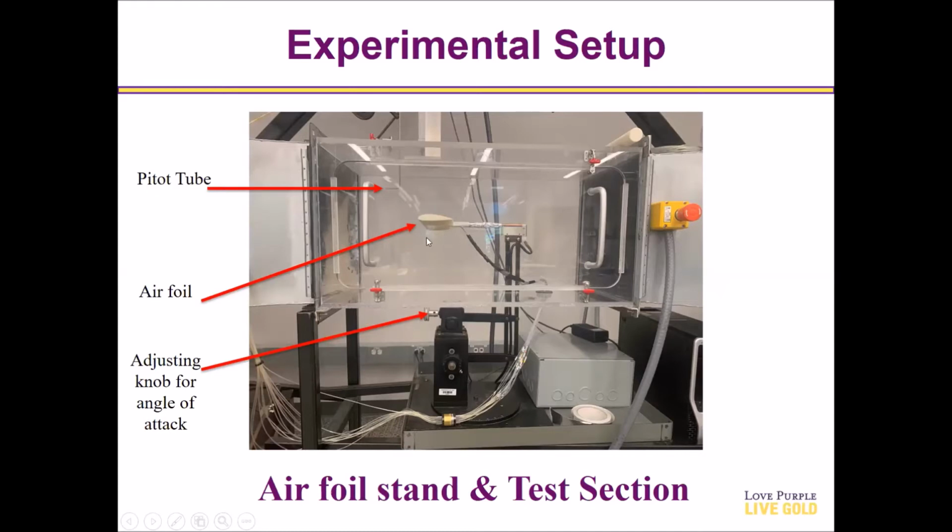Next, we can see a 3D printed airfoil, and here we have an adjusting knob for the angle of attack. By adjusting this knob, we can change the position of the airfoil. And these are connected to the vertical manometer, which gives us the pressure tap points of the airfoil.